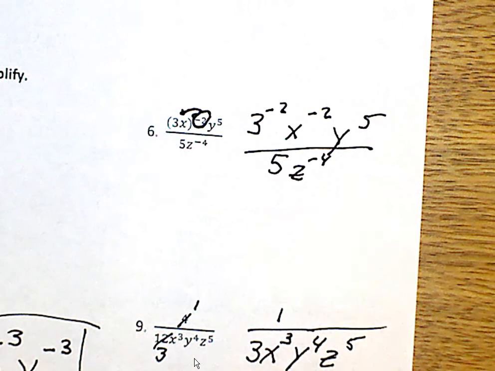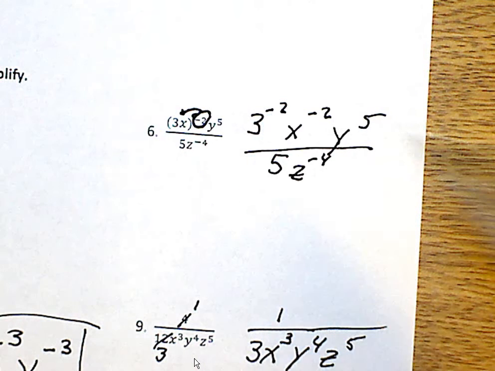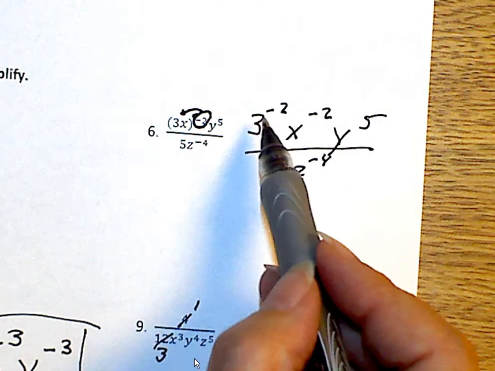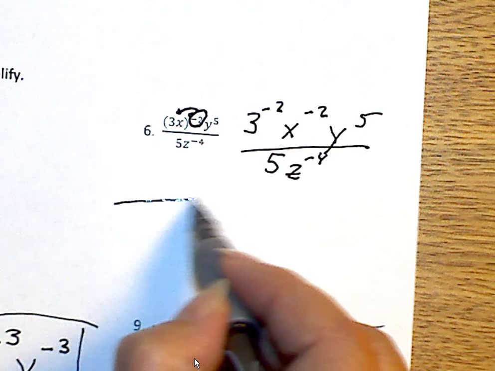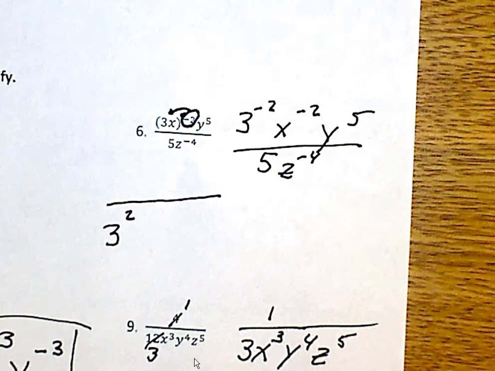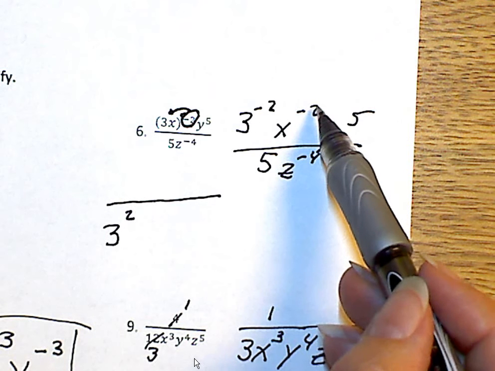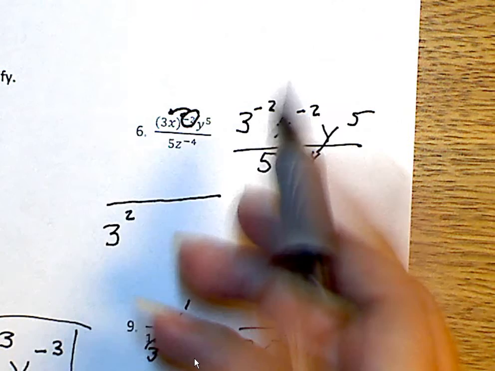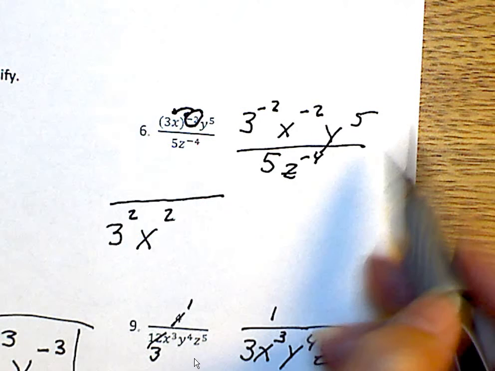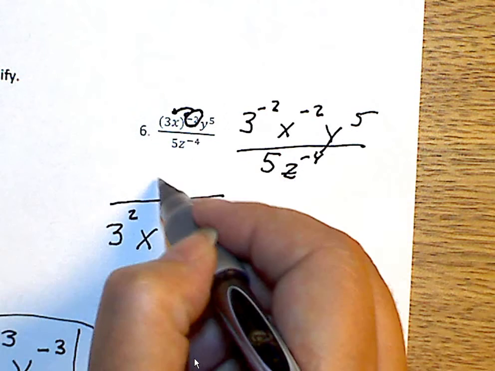Then, when you see this negative, what does it tell me to do? Do you know what the negative tells me to do? Get to the opposite. Yep, so we're going to take it to the bottom. I'm just going to draw a line for right now and put this on the bottom. So I have 3 squared. And then this one, x to the negative 2, where is that going to go? Is it going to stay or go to the bottom? Yep, it's going to go to the bottom. Y to the 5th, is it going to stay or go to the bottom? Stay. So I'm going to put y to the 5th here.